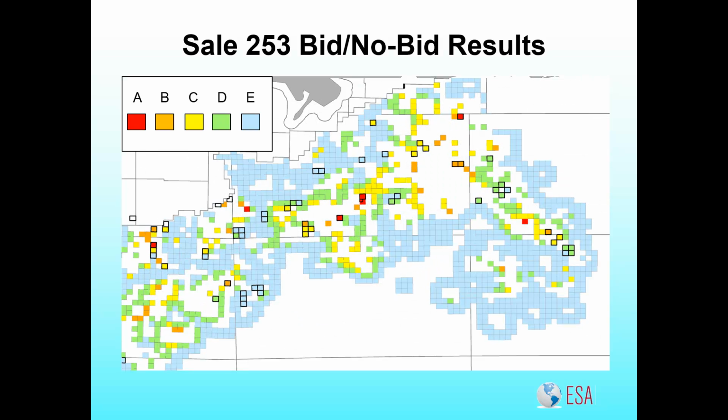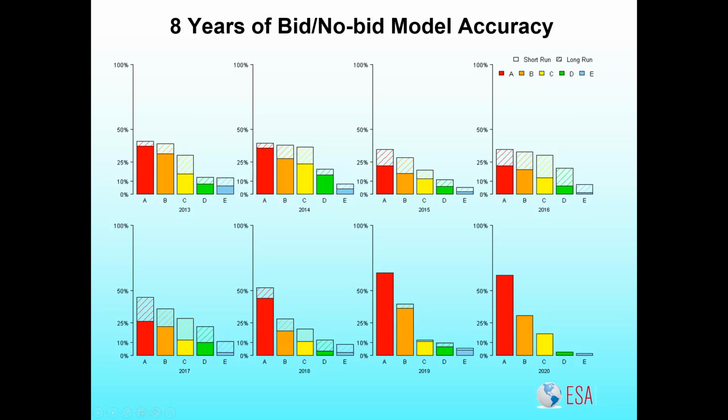Zoom in a little bit so you can get a better idea here. This red block here, this red block here, both didn't receive bids, but a lot of the other ones did. And so this is a pretty decent forecast. To give you a better general idea of the accuracy of how we've been doing.